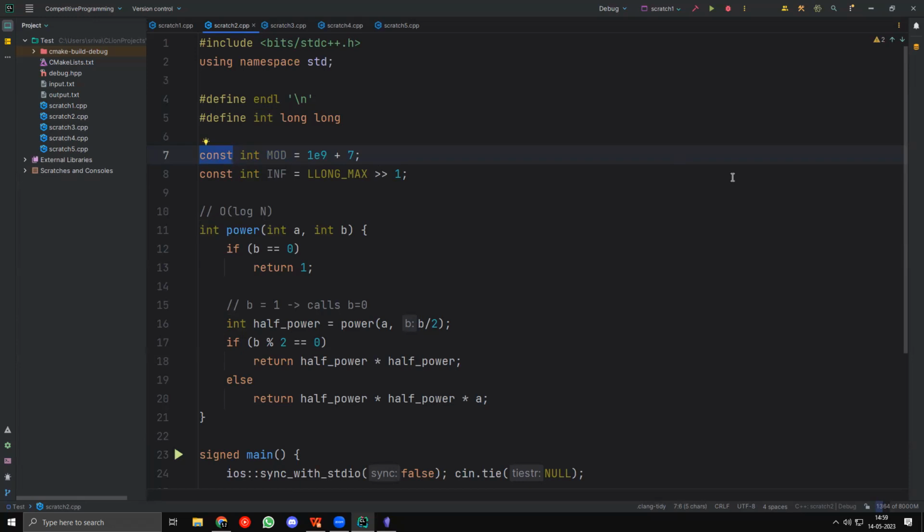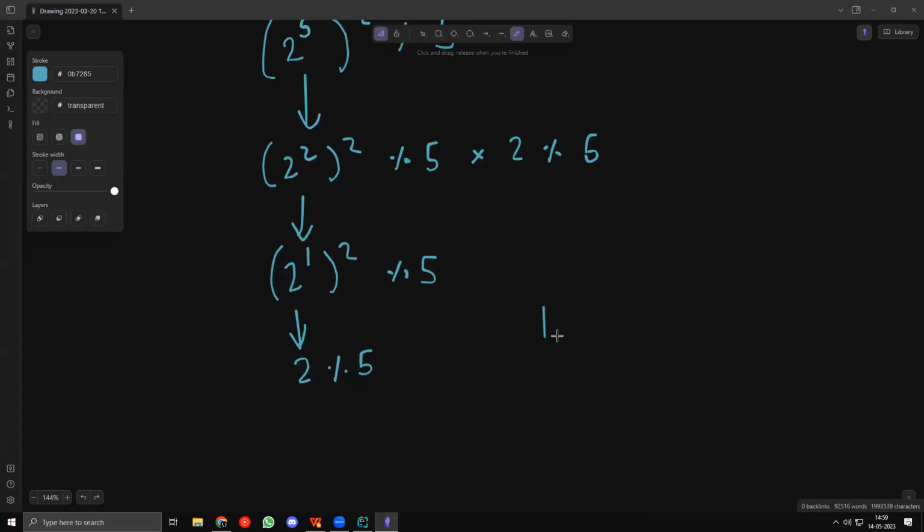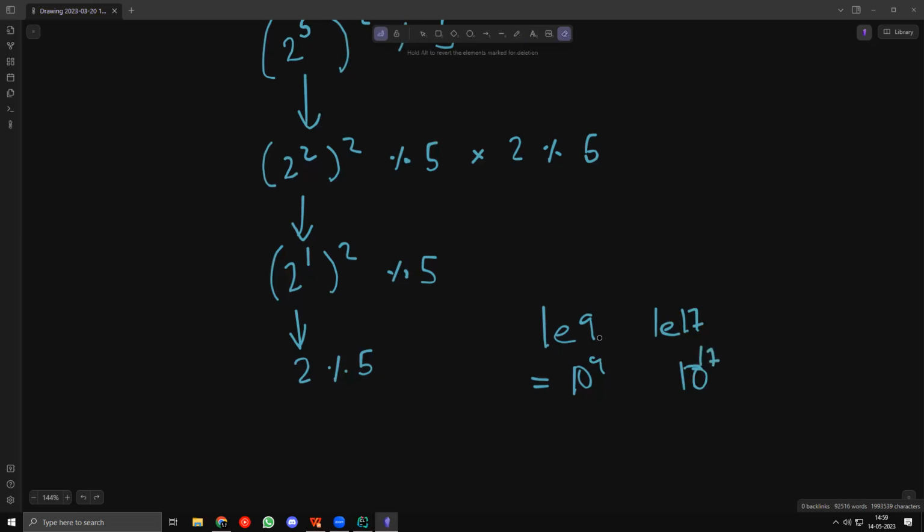What is 1e9 plus 7? Ritika, it's basically just 1e9 plus 7. 1e9 is 10 to the power of 9, and 1e17 would be 10 to the power of 17, right? In most problems where there is a modulo, they generally give the number 1e9 plus 7.